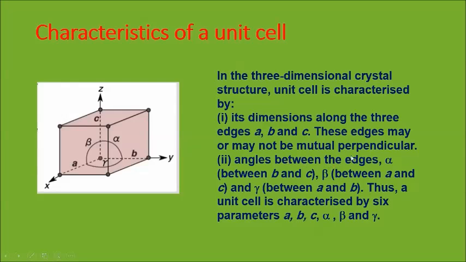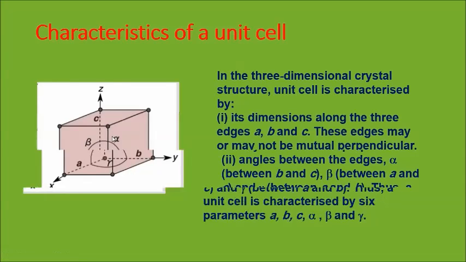That is alpha, which we have taken as the angle between the edges B and C. Then between B, C and A, or A and C, we have taken beta. Between A and B, we have taken gamma. Thus, a unit cell is characterized by 6 parameters, that is, the edges and the angles between them: A, B, C, alpha, beta, and gamma. These are the unit cell characterization, how we can explain a 3-dimensional structure.